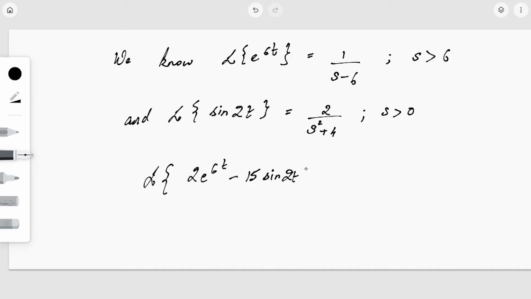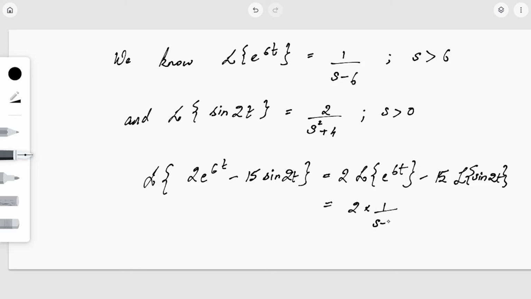What will be the value? By linearity, this will be 2 into the Laplace transform of e raised to 6t minus 15 into the Laplace transform of sine 2t. So this is nothing but 2 into 1 by s minus 6 minus 15 into 2 by s square plus 4, right?